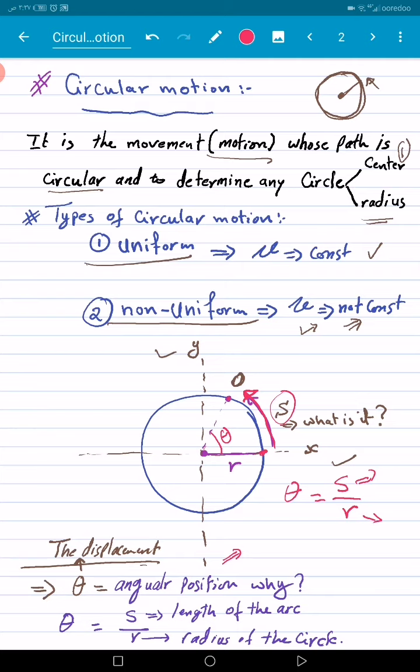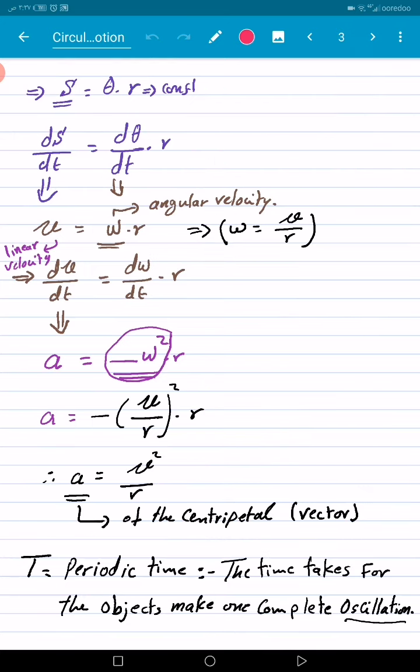R means the radius of the circle, and it is constant in all of the circle, so R is constant. If I differentiate both sides, ds over dt gives me the velocity. d theta over dt gives me the angular velocity, omega. R is constant, so it stays as R.